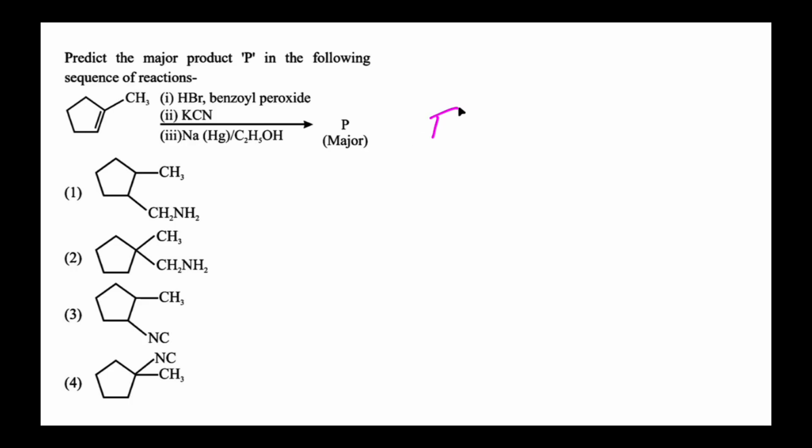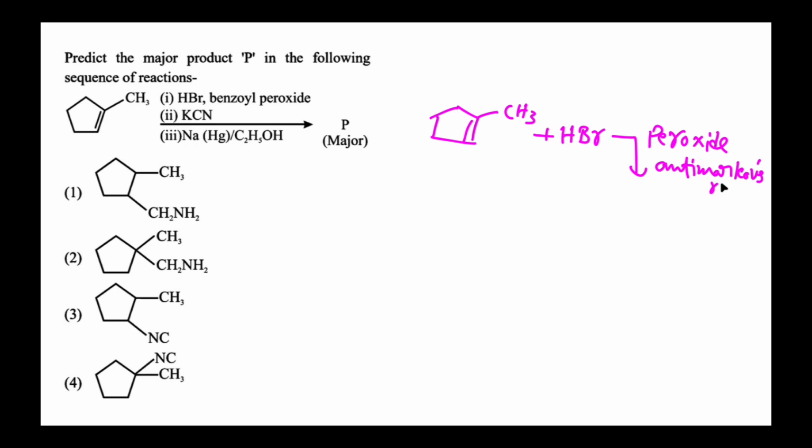First, that 1-methyl cyclopentene is reacted with HBr in presence of peroxide. In presence of peroxide, the addition reaction follows the anti-Markovnikov rule. According to the anti-Markovnikov rule, the negative part of the reagent will attack the carbon atom having more number of hydrogens. So we can get the product.